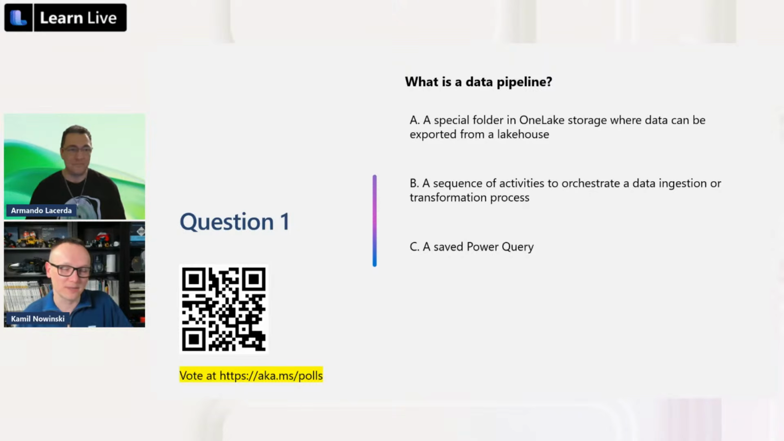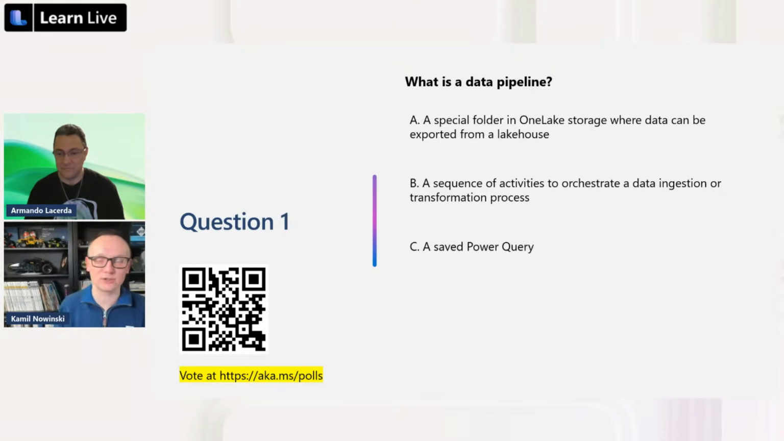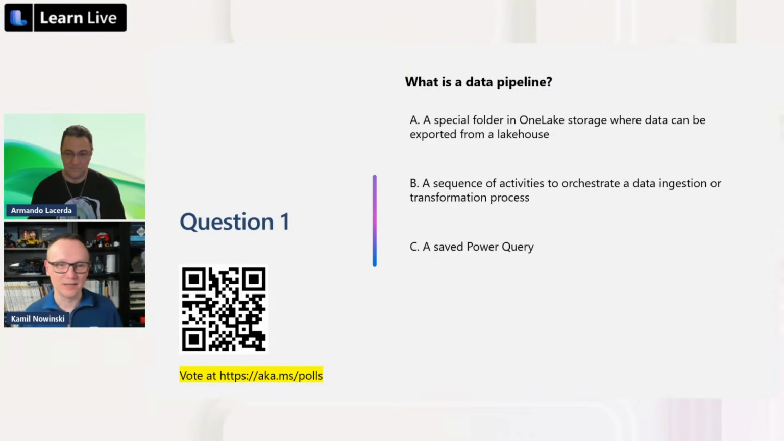So, during this time, let me read the question and the potential options. What is a data pipeline? A, a special folder in OneLake storage where data can be exported from a lakehouse. B, a sequence of activities to orchestrate a data ingestion or transformation process. Or C, a saved Power Query.